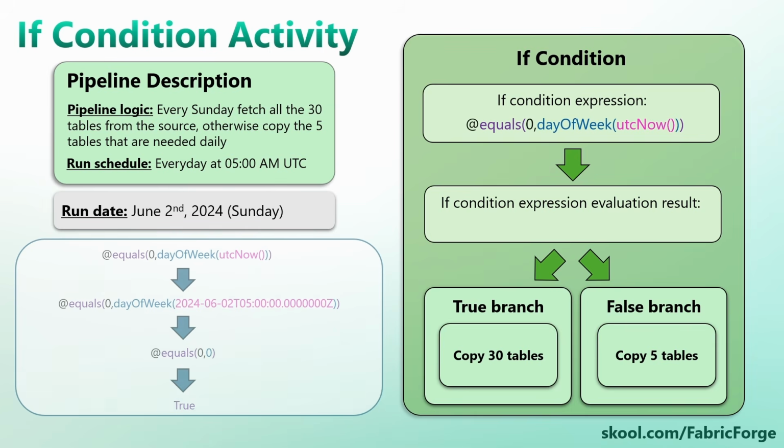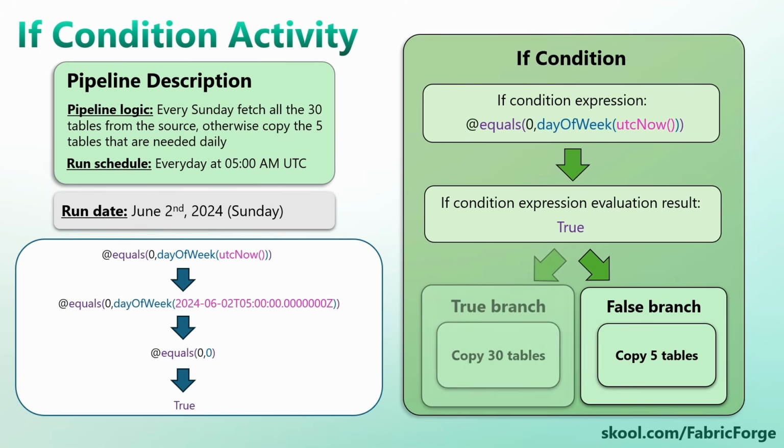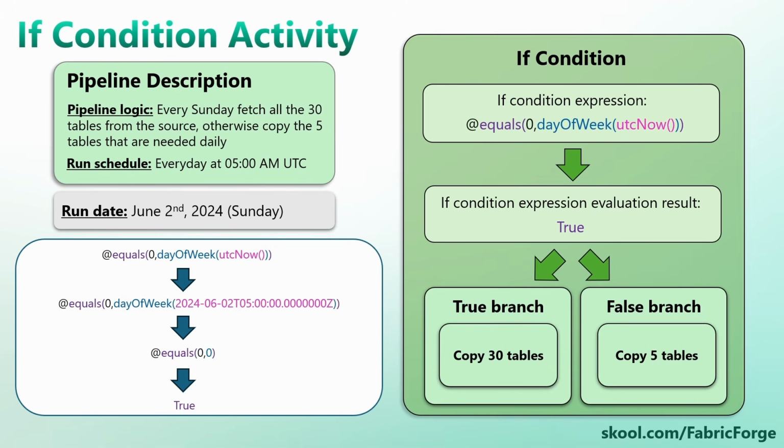First, when we run our expression, the UTC now would resolve to the current timestamp since it is the innermost function in our expression. Second, our day of the week function would resolve using the timestamp that came from our UTC now function. And since our pipeline is running on Sunday, it will resolve to 0. Then lastly, our equals function checks does 0 equal 0, and it does, so it will resolve to true. This means that our if condition will then run the activities in our true branch, and in the context of this example, copy those 30 tables from our source.